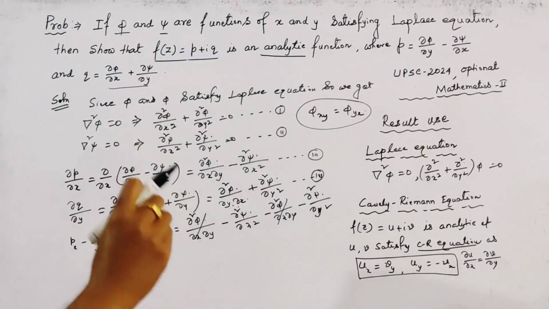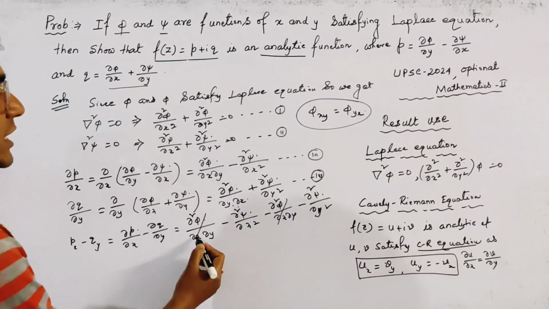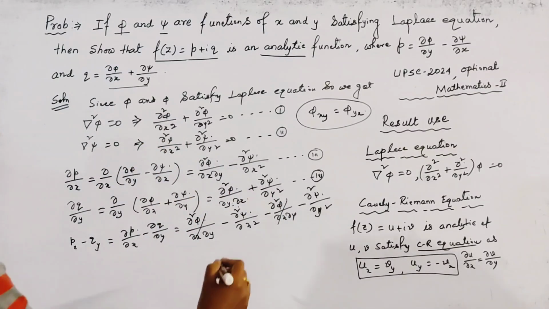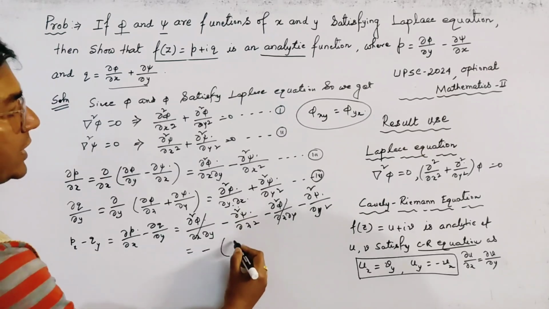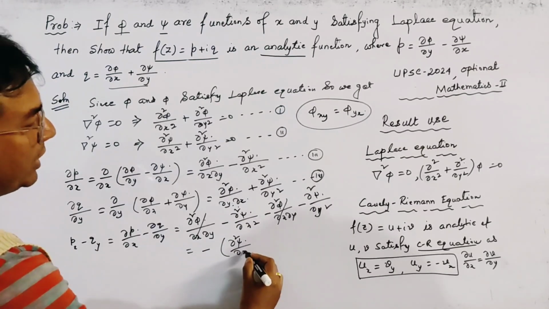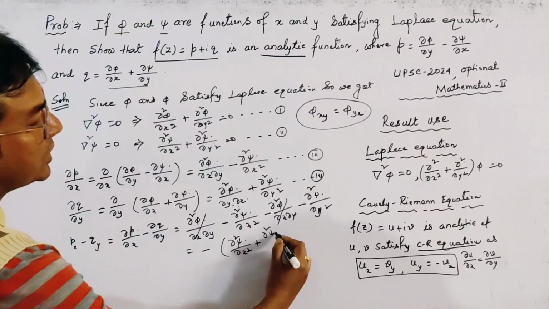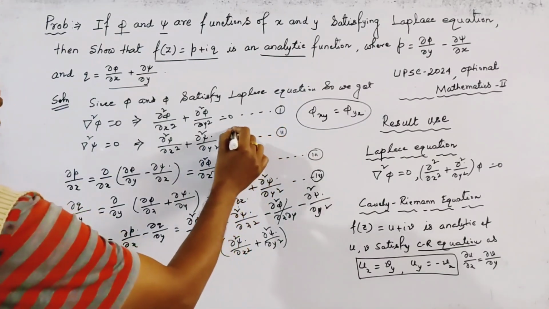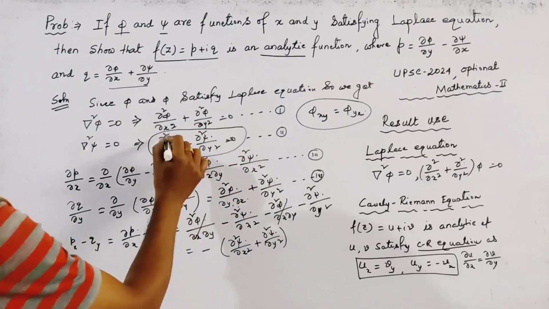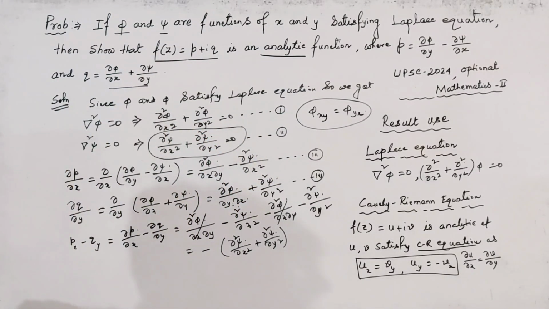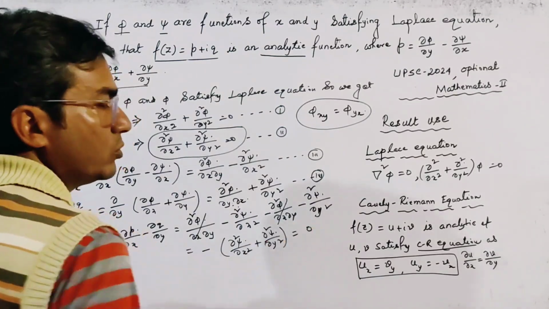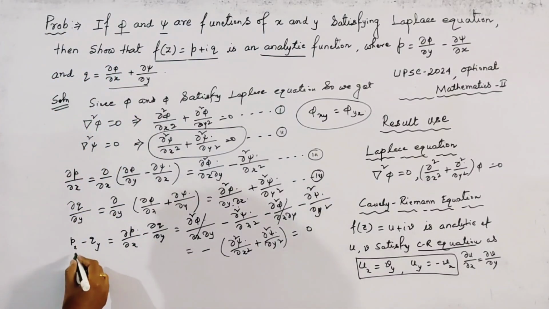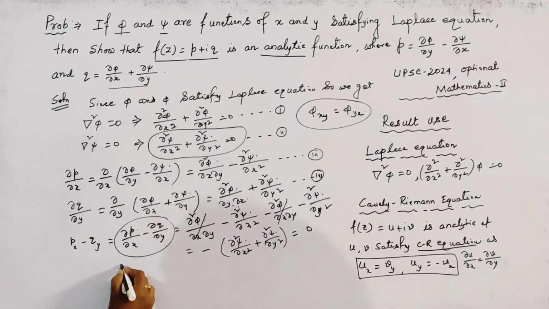Okay, so these terms cancel out, and now taking the negative common, we get minus of del 2 psi by del x2 plus del 2 psi by del y2, and clearly in 2 we have del 2 psi by del x2 plus del 2 psi by del y2 equal to 0, so this is 0. And we get that del p by del x equals del q by del y. This is relation number 5.